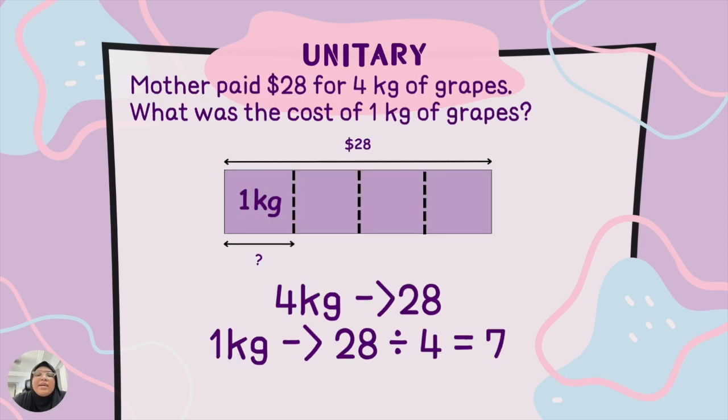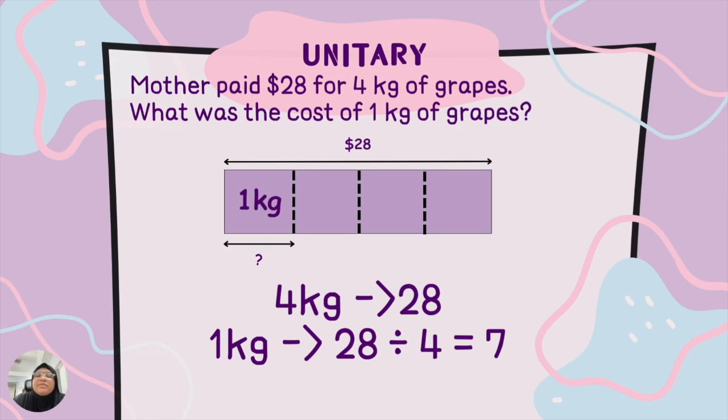Okay, likewise, for this type of model, this involves quantity. Okay, 2 different quantities. So in this case, mother paid $28 for 4 kilograms of grapes. So what was the cost of 1 kilogram of grapes? So the child should be able to identify that 4 kilograms of grapes can be represented by 4 small boxes. So 4 equal parts. Each part is represented by 1 kilogram. So 1 kg, 2 kg, 3 kg, 4 kg. Okay, so altogether for 4 kilograms is $28.